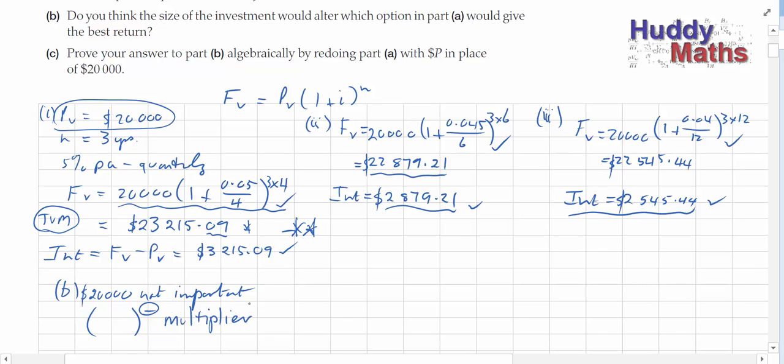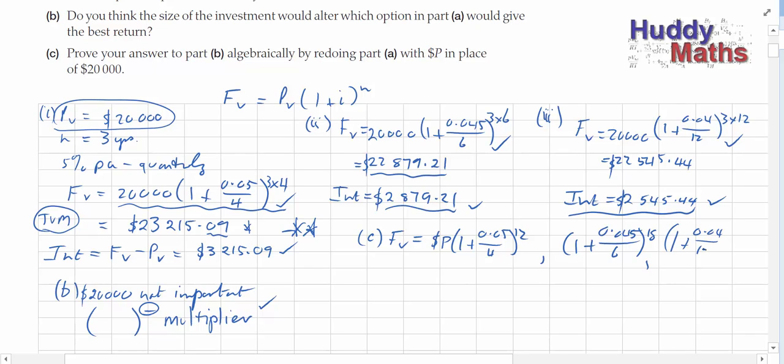And so for that, it's just 1 mark. You must give a reason, you can't just say no, because you could just be guessing. You must give a reason to get that mark. And then let's look at the multipliers. And the question suggests you put P dollars, and what you're looking at is the effect of this multiplier here. That's part 1, and then part 2, it's 1 plus 0.045 over 6, all to the 18, and then the last one, 1 plus 0.04 divided by 12 to the 36.